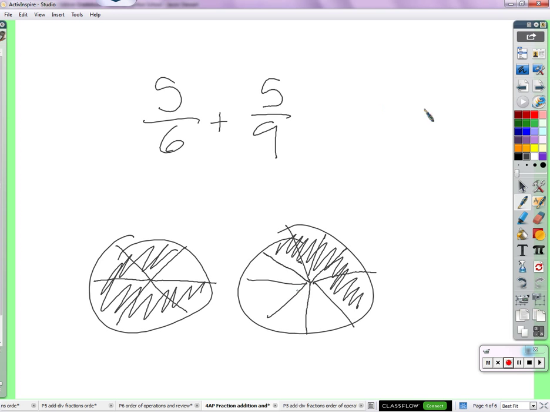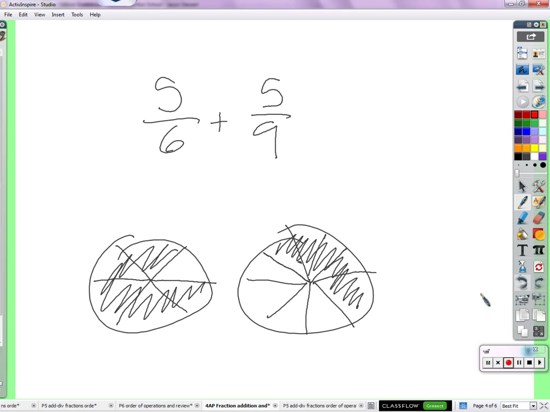Let me show you an example of something we cannot do. We can't divide each of these 6ths into 2 pieces. That would be 12. Nothing wrong with that, except I can't take 9 pieces, cut them all the same, and wind up with 12 pieces. So that's not going to work. The common denominator cannot be 12.